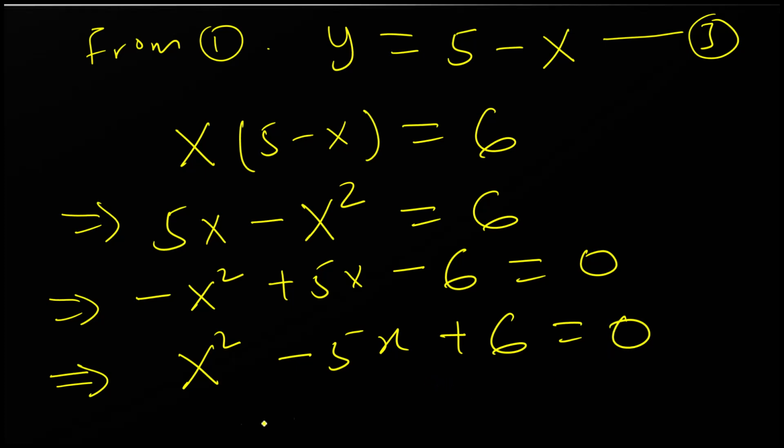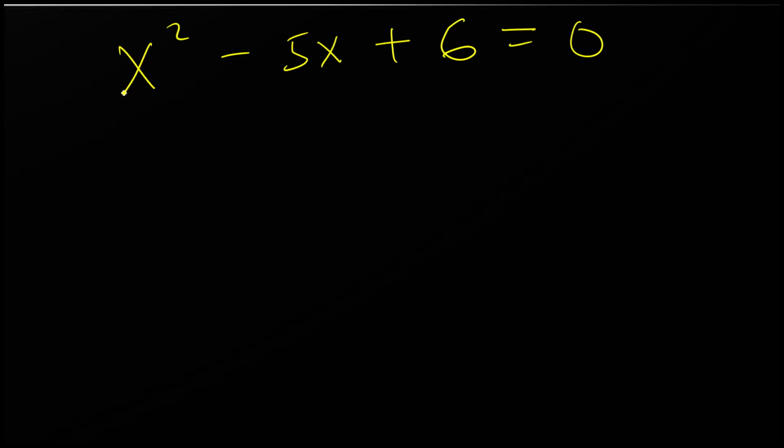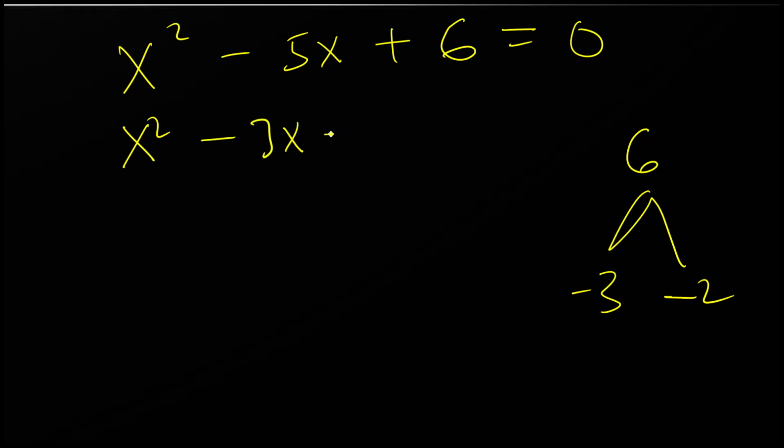Okay, so this one is a quadratic equation. Right, so let's solve for x. Now let's look for the factors. 1 times 6 is 6. So let's find two numbers that when we multiply them give us 6, but when we add give us negative 5. So minus 3 and minus 2. Perfect. So we have x squared minus 3x minus 2x plus 6 equal to 0.